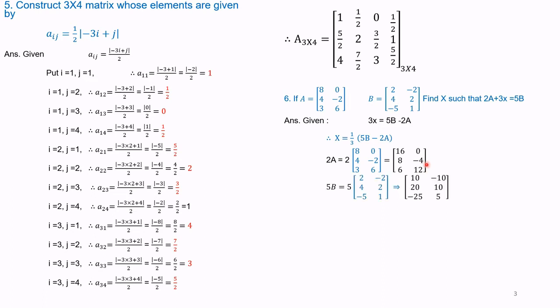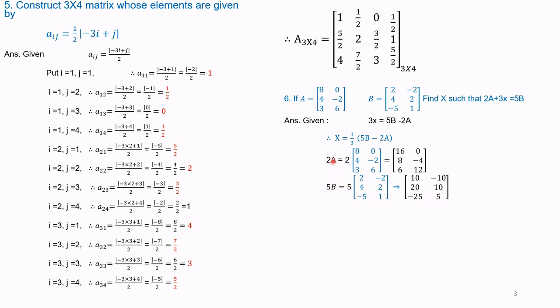Now, let us form the matrix 5B. B is given as 2, minus 2, 4, 2, minus 5, 1, as it is, whatever is given, and that has to be multiplied by a scalar number 5. So, let us do it. 2 into 5 is 10. Minus 2 into 5 is minus 10. 4 into 5 is 20. 2 into 5 is 10. 5 into minus 5 is minus 25 and 5 into 1 is 5. So, now we have got the values of 5B and 2A.